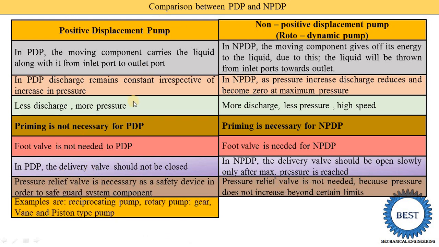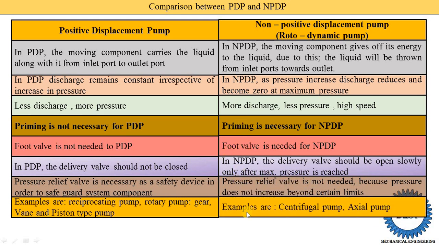Examples of positive displacement pumps are reciprocating pump, rotary pump, gear pump, vane pump and piston type pump that we discussed in the classification. In a non-positive displacement pump, examples are the centrifugal pump and the axial pump.